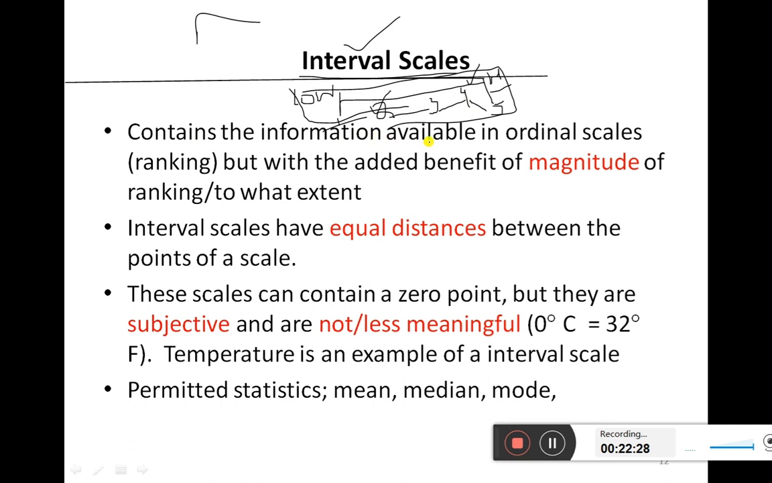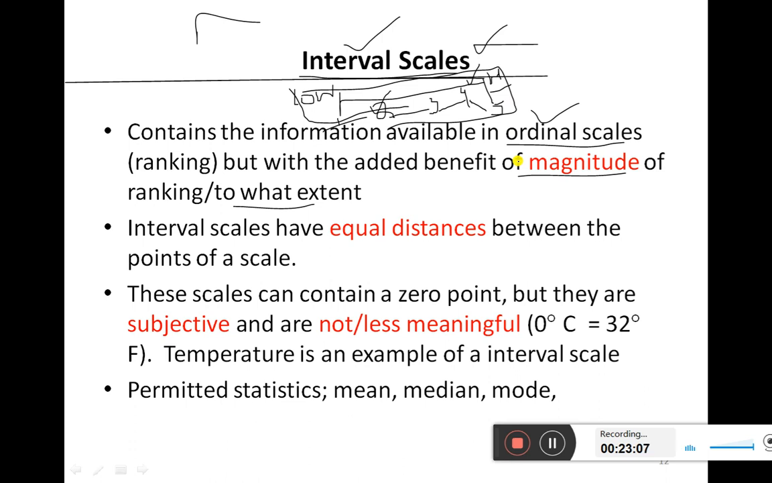It contains the information available in ordinal scales, ranking, but with the added benefit of magnitude of ranking, or to what extent. As I told you, in an ordinal scale we have an order, but an ordinal scale doesn't give us an idea about the extent of how much one category is more superior or good than the other category. Because of this lack or deficiency, the researcher developed another scale, and that was the interval scale.